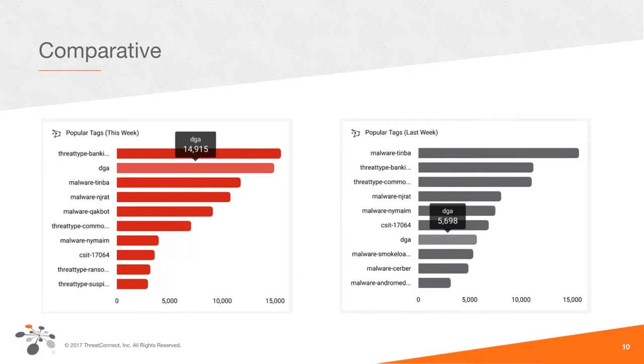And by putting this side by side with what happened last week, I can see that the number of things that we've tagged domain generation algorithm has tripled. So comparative. We're putting things side by side so that we can get a better understanding. We start telling a story. So you want to ask yourself when building a dashboard, when you put a chart up or a metric up, ask yourself, does this chart or metric make sense in a vacuum? Or would it be more impactful if I actually had something to compare it against? For example, when looking at a trend.